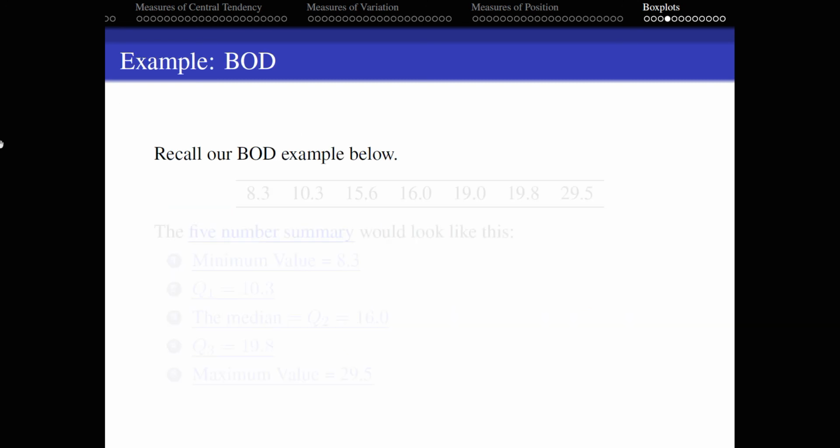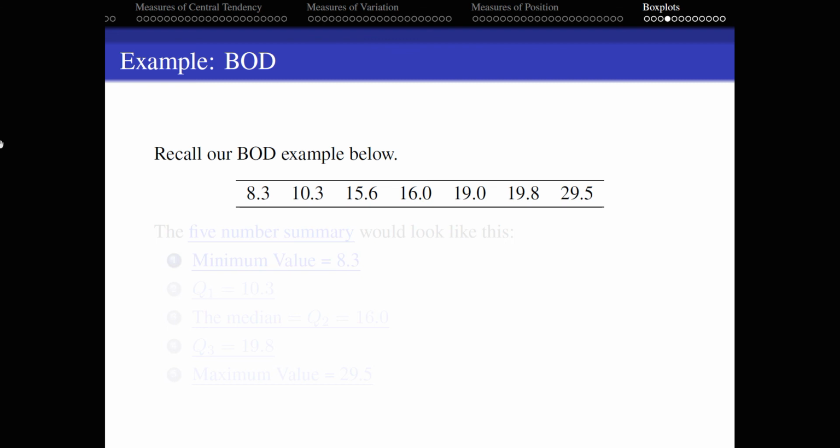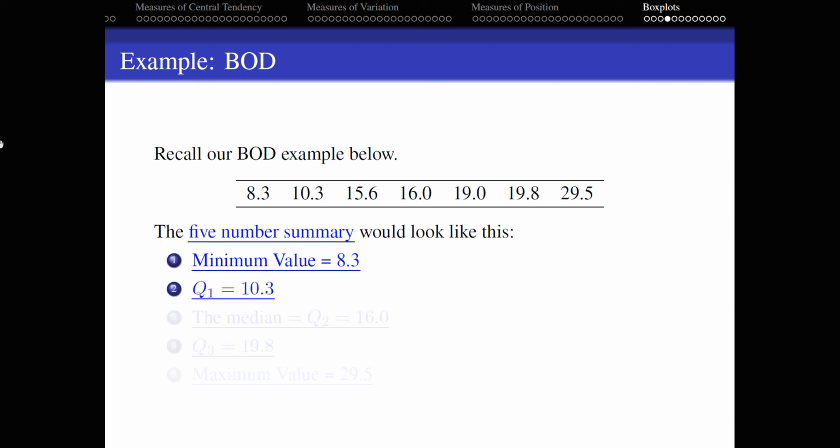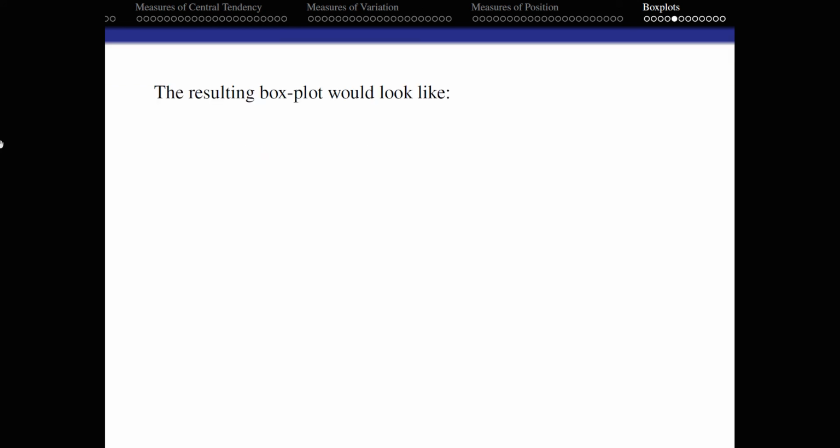So let's give this a shot. Recall the BOD dataset that we worked with previously. We've got this data. Now we need to calculate the 5-number summary. So you can pause right now and calculate the 5-number summary. Remember what the 5-number summary is: the minimum, Q1, Q2, Q3, the maximum. Go on and give that a shot if you want some practice. Pause the video and try that. All right, coming back. We get the minimum, the smallest number, is 8.3, Q1 is 10.3, the median Q2 is 16, Q3 is 19.8, and the maximum is 29.5.